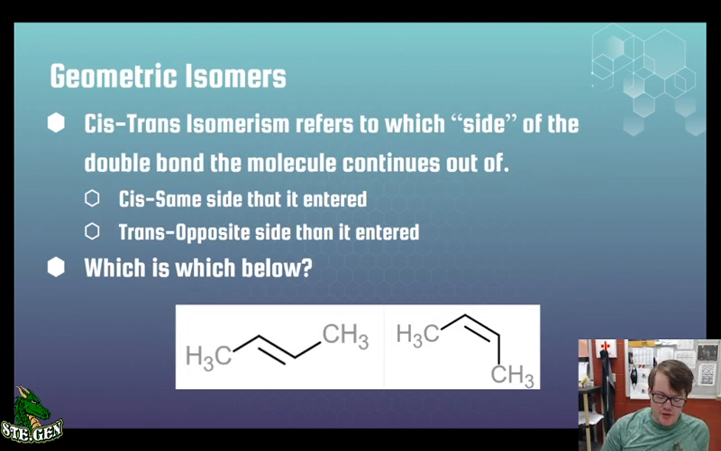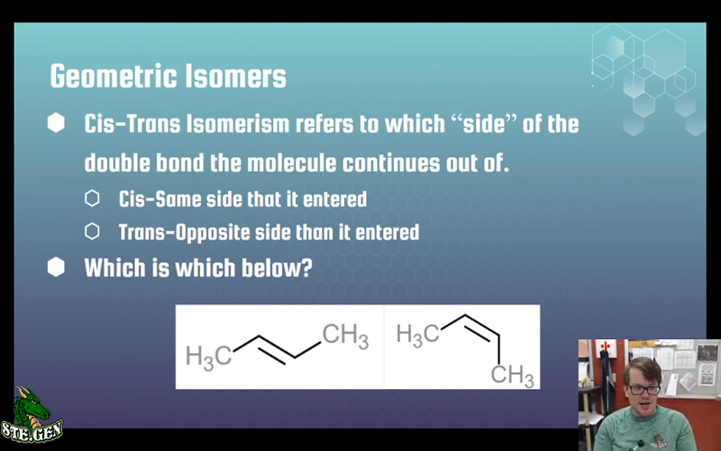The first way to identify or to word these geometric isomers is through cis-trans isomerism. Cis-trans refers to the side of the double bond that the molecule has entered into and continues out of. So for example, in this one right here, the molecule goes down, up, down, and then it's entering, if I hold up my double bond, so here's my double bond here. If I hold it vertically, it enters on the left side and it exits on the right. So it's exiting on the opposite side of the double bond, so that is trans. It's transferring to the other side of the molecule.